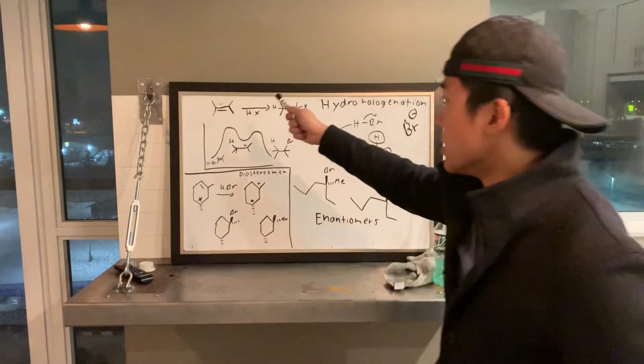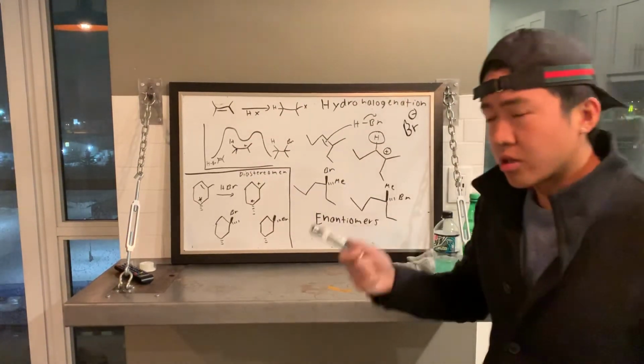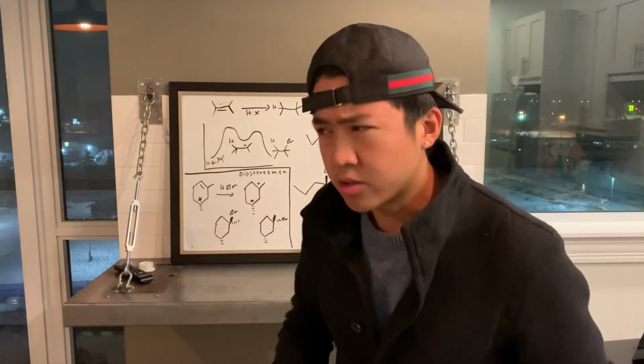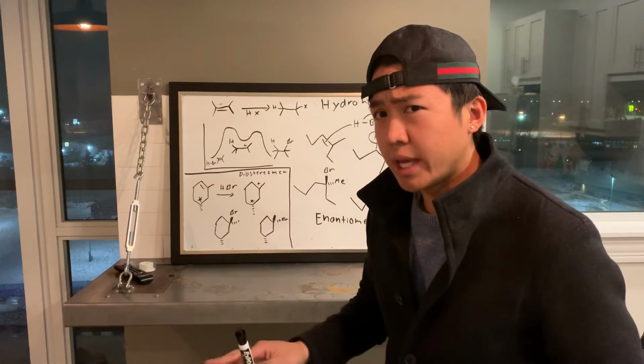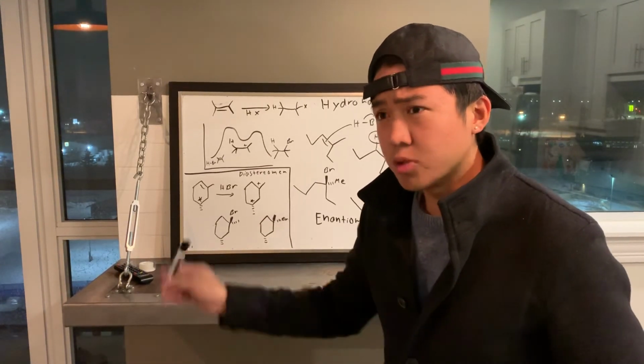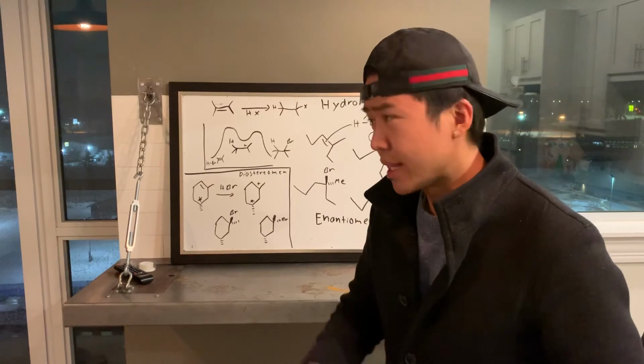Hydrohalogenation. The double bond grabs the H. The carbon in the double bond with more H's gets the H. That leaves a negatively charged halogen, which is a good nucleophile, weak base, if you watched the last video, able to go attack the carbocation. That's hydrohalogenation.